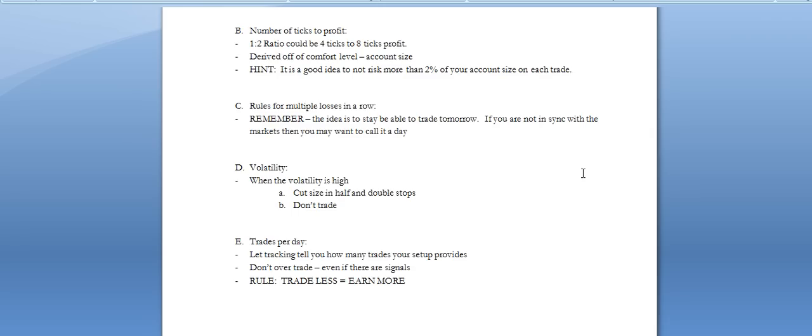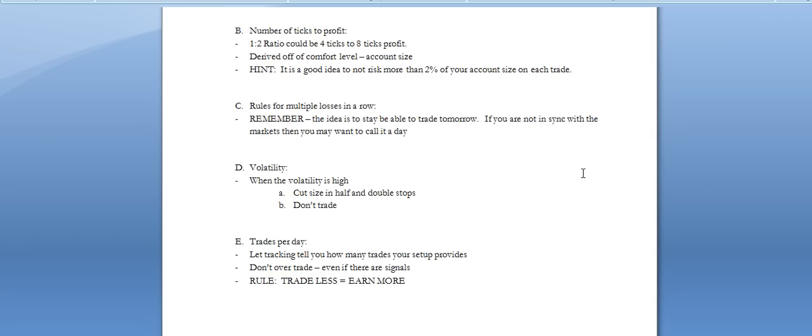Section D is volatility. When volatility raises its ugly head, and it will, some traders like that, some don't. When you have volatility, you need to identify what to do. In other words, I'm going to cut my size in half. I would recommend that if you are trading in volatility.